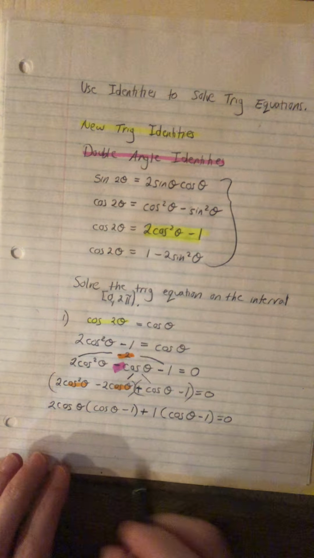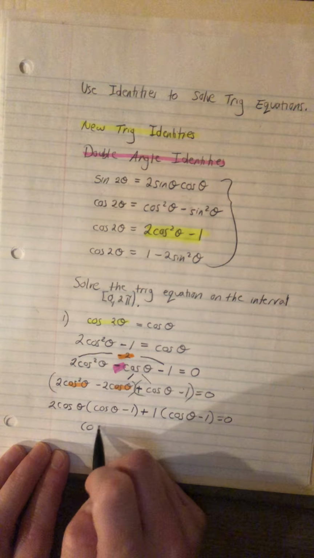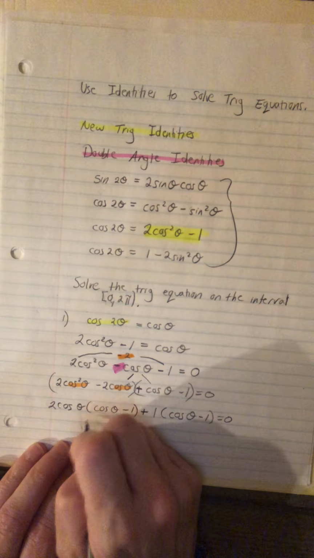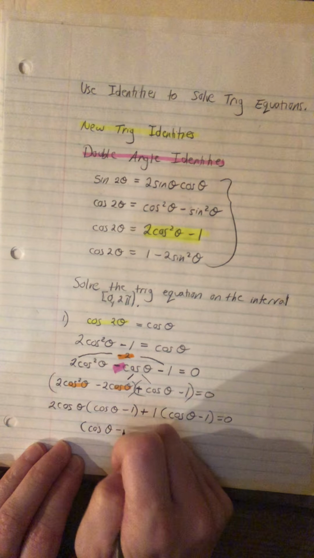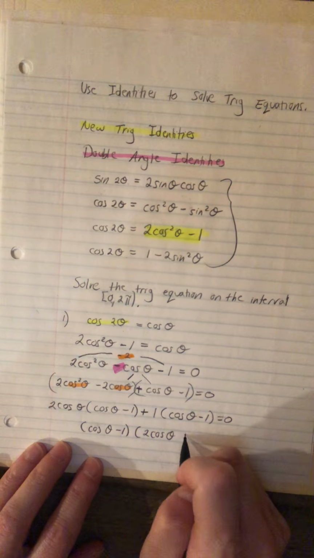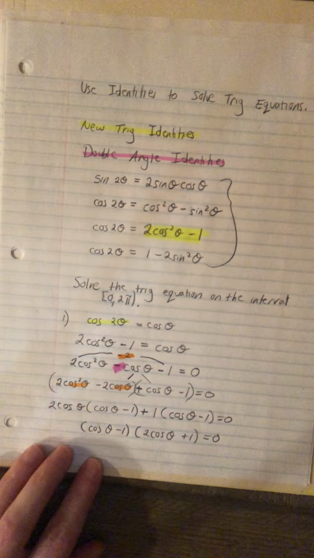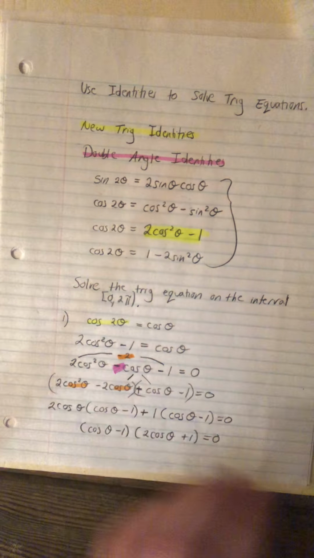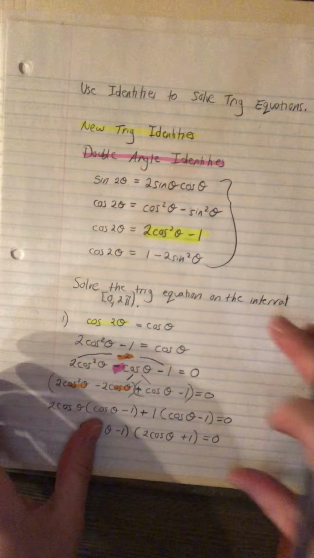All right, guys, so now I rewrite this as cosine theta minus 1 times 2 cosine theta plus 1, and that equals 0. Well, guys, let's take a look at that. What can I do from here? All right, so we're going back to how we solved it before. So let's take a look.